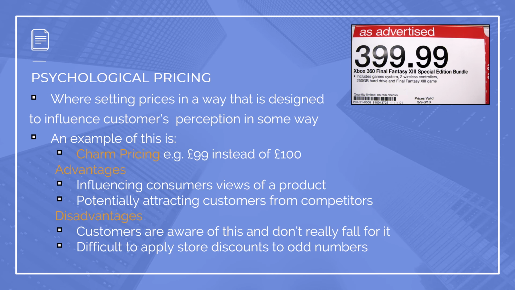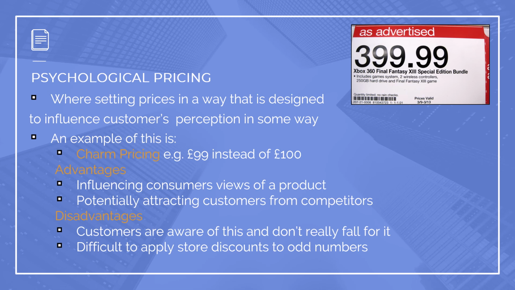Now this can be called charm pricing. Another example is where you see it where it's £99 instead of £100. So even though it is £1 cheaper, it's trying to kind of influence you to think that it's cheaper than a £1 difference. Psychological pricing can also be done in a way where you charge more for a product, and that gives a perception of quality. So in other words, you could charge £200 for a pair of jeans and people will automatically think that they are really good quality.